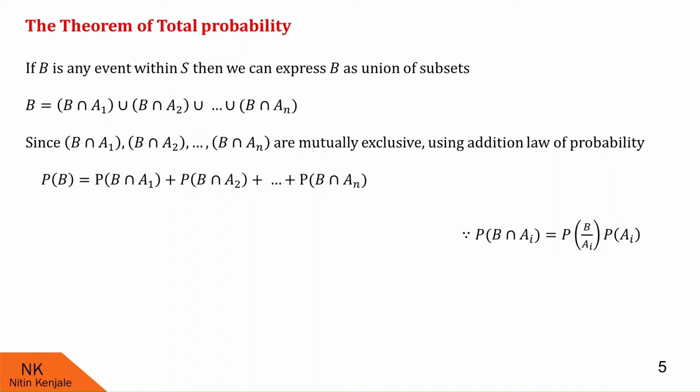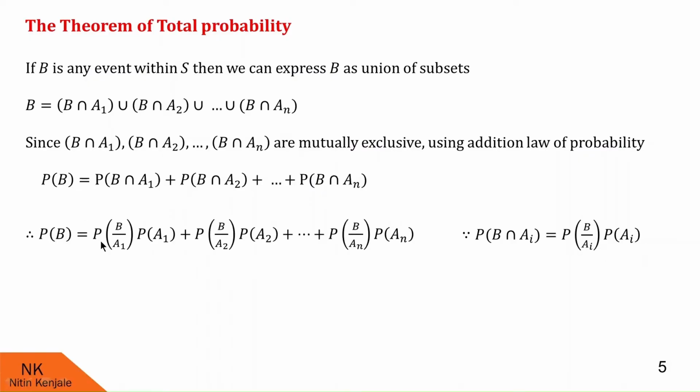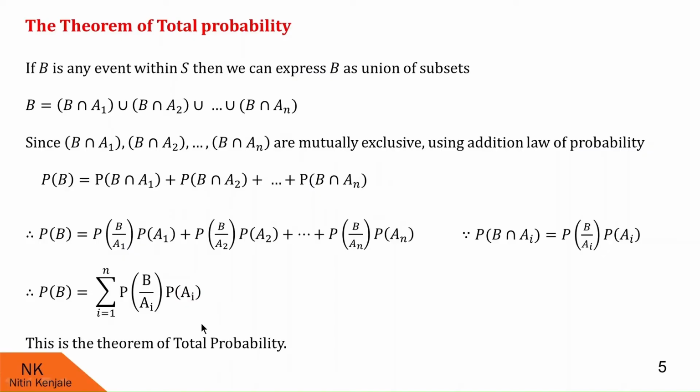Using conditional probability, we know that probability of B intersection any event Ai is always equal to probability of B by Ai into probability of Ai. So we can replace all these probabilities of B intersection Ai with this to get probability of B as probability of B by A1 into probability of A1 plus probability of B by A2 into probability of A2 up to probability of B by AN into probability of AN. Altogether, we can write this in summation format as probability of B is equal to summation of probability of B by Ai into probability of Ai, where i varies from 1 to n. This is theorem of total probability. I hope guys you understood this theorem.